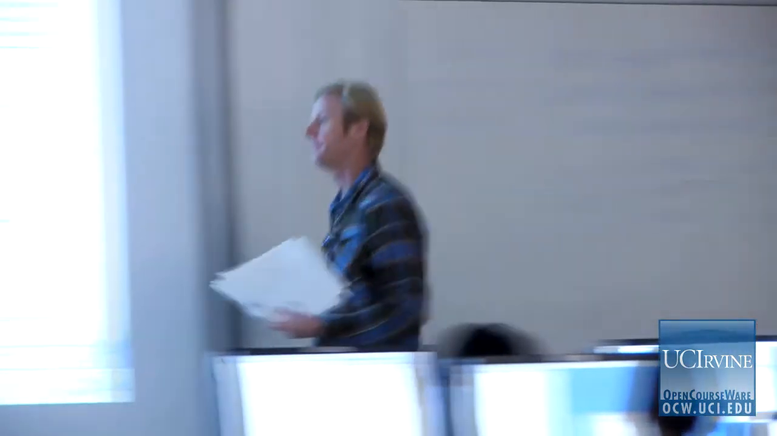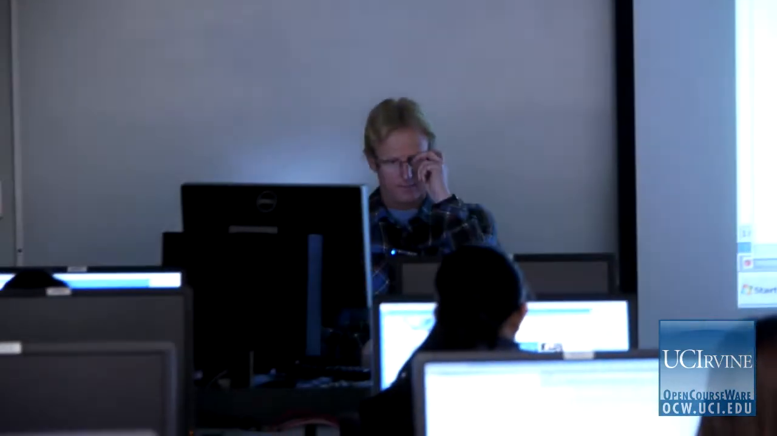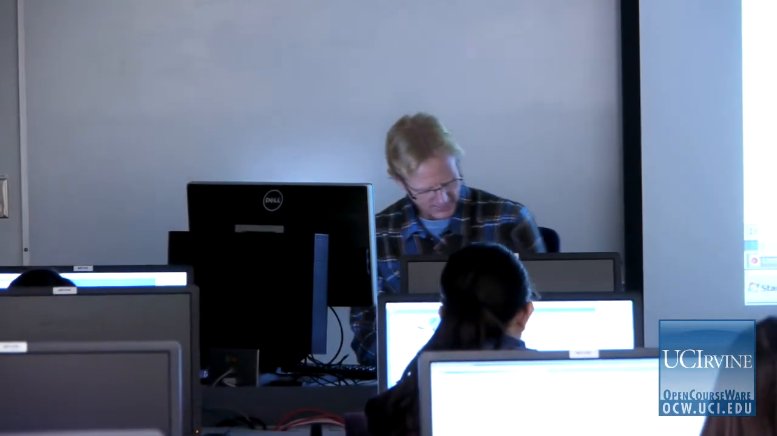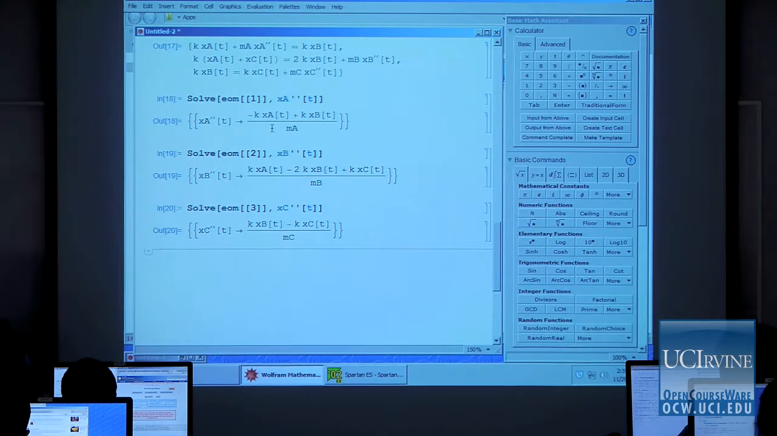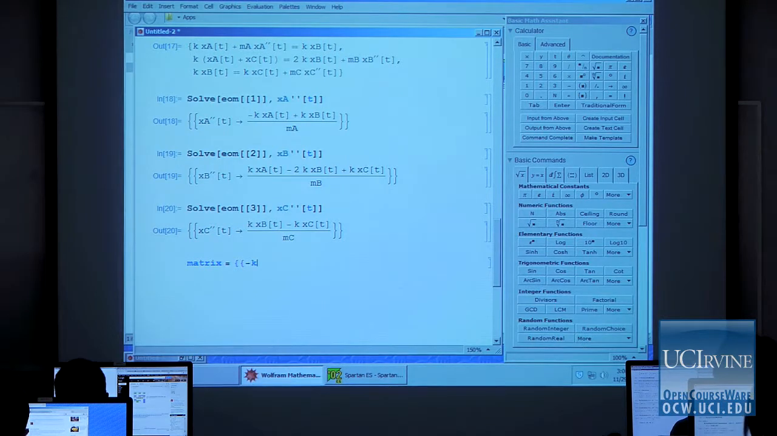All right. So let's go ahead and type in our matrix. All right. I'll call it matrix equals. It's going to be 3 by 3. This first element minus k over m a. And then we have k over m a and 0.